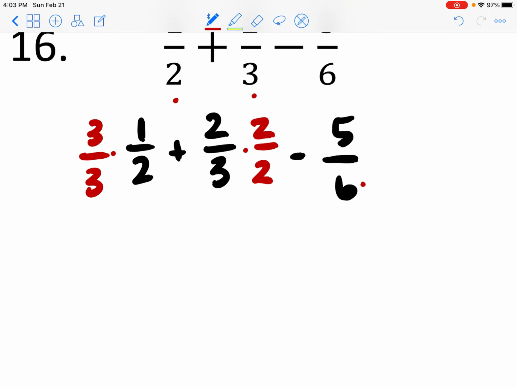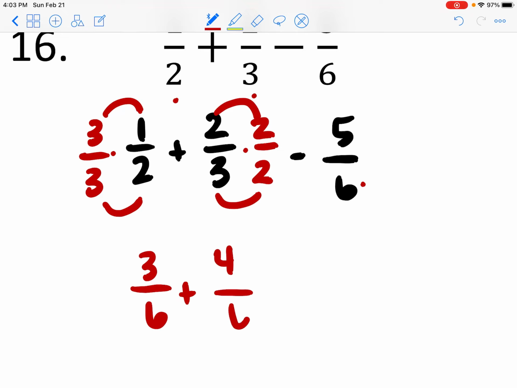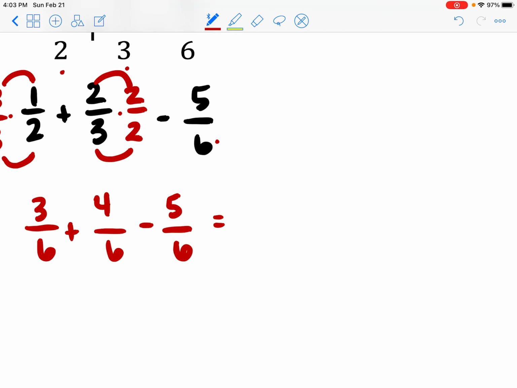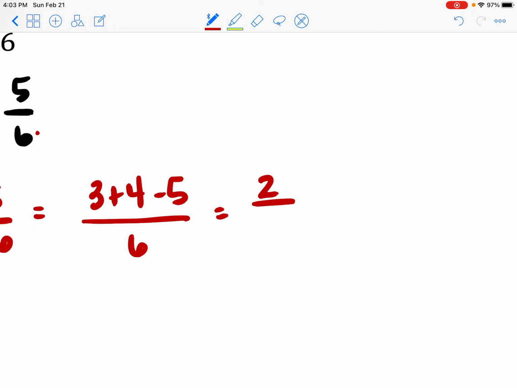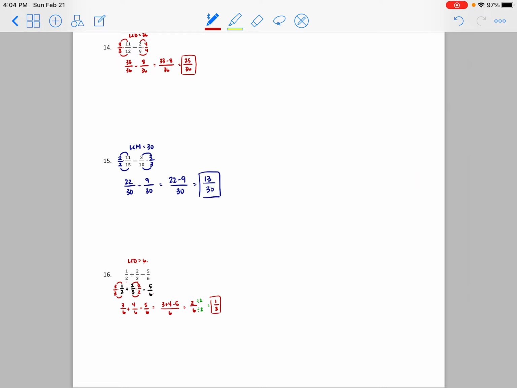And so I'm looking at 3 over 6 added to 4 over 6. And then from that, we're going to subtract 5 over 6. So the result will be 3 plus 4 minus 5 over 6. And 3 plus 4 is 7. 7 minus 5 is 2. So 2 over 6. But that can be simplified. If I divide the top and the bottom by 2, I end up with 1 over 3 for the final result. Okay, so there it is.